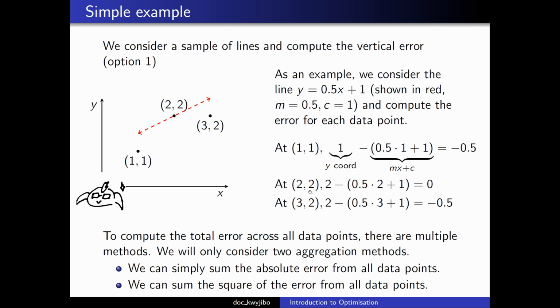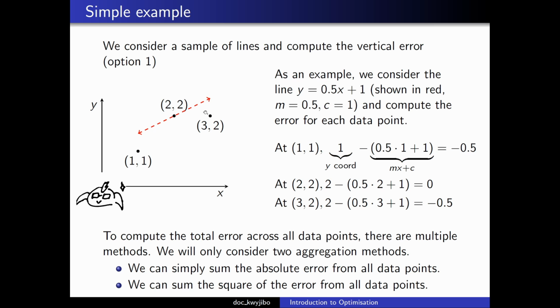Next, at the point 2, 2, we substitute in again. We have our y coordinate, I haven't labeled each term this time, of 2, minus 0.5, that's the m, times 2, that's the x value, plus 1. Your calculator this time will give you 0. And we can see from the graph that it does indeed go directly through that point. So a 0 error makes sense.